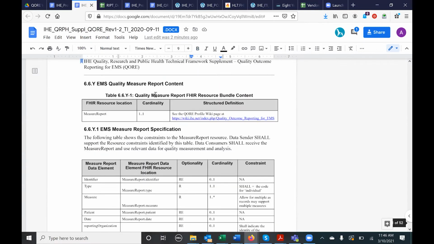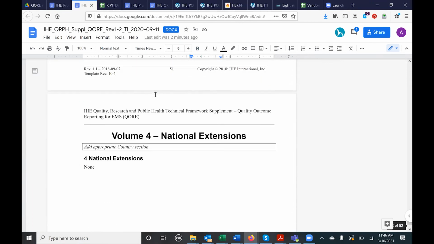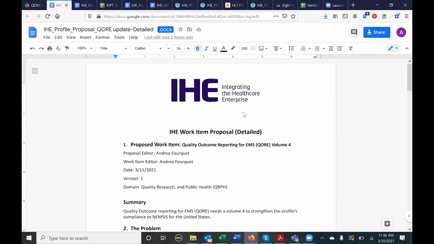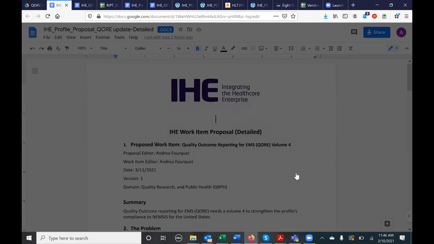But it would say in our volume 4, we require you to also submit patient, say, race as well. And this is the value set you have to use for patient race. And so that's what we would be doing in the volume 4. I have this document open, and I will share that with you as well for you to comment on.